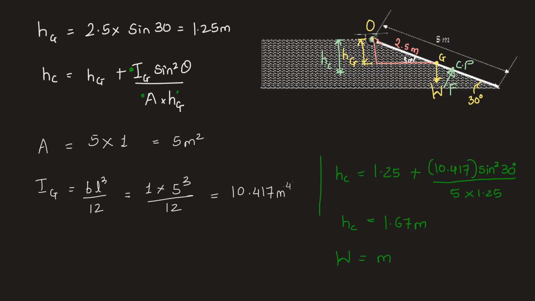Now we found out HC, HG. W, we already know, will be mass of the gate into acceleration due to gravity g. So mg, and m is unknown. We need to find out this force now.